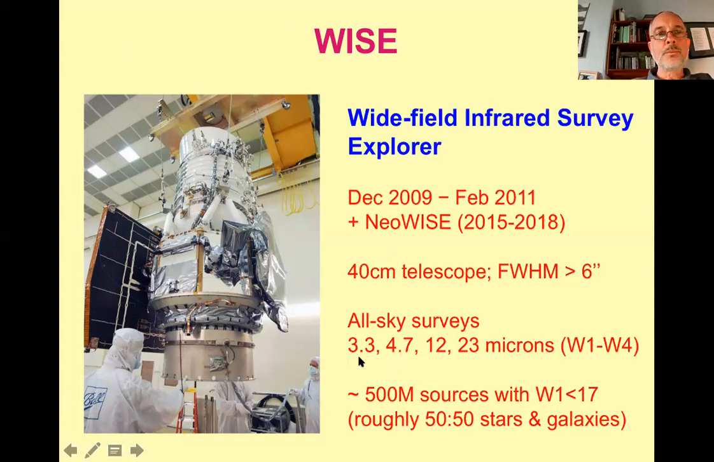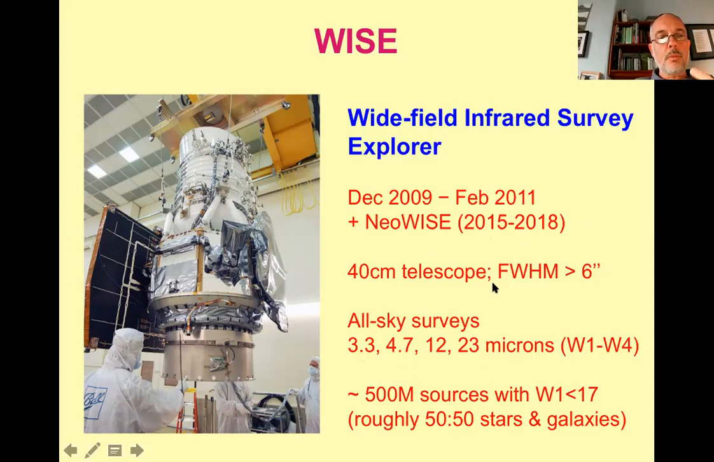So this was launched, I guess, in 2009. Took data for several years, paused, but was then actually brought back to life for a variety of new projects, one of which was to provide deeper information precisely for DESI targeting. So what we've got is the G, R, Z and W1, 3 micron information for these galaxies.